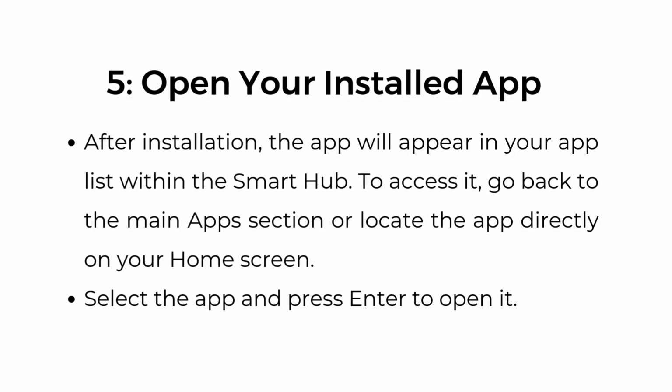Step number 5. Open your installed app. After installation, the app will appear in your app list within the Smart Hub. To access it, go back to the main app section or locate the app directly on your home screen. Select the app and press Enter to open it.